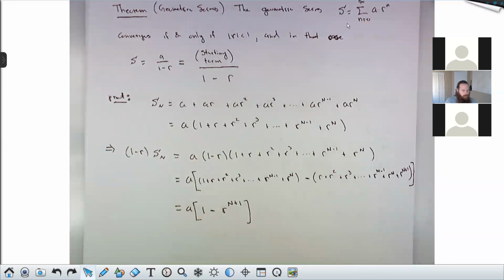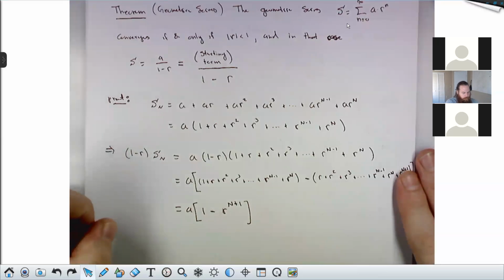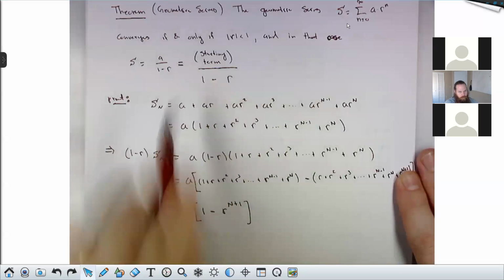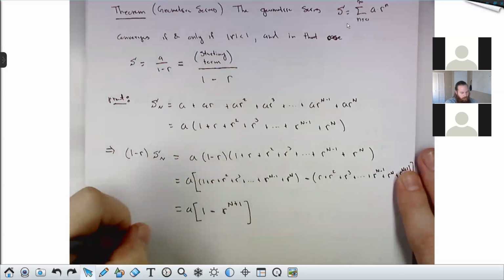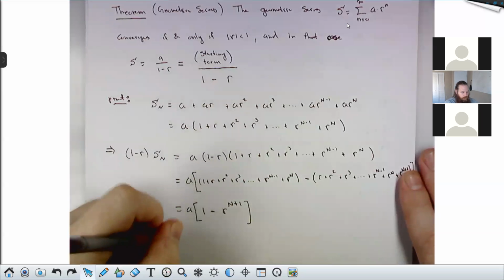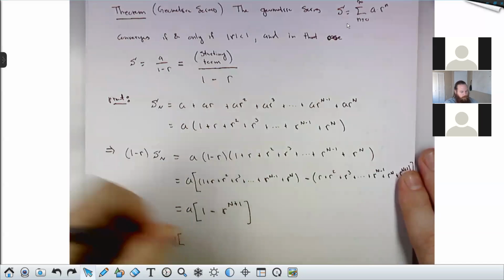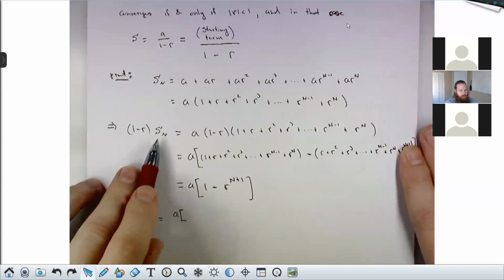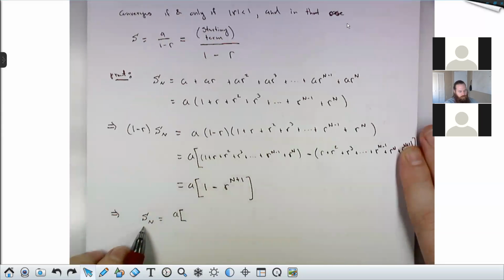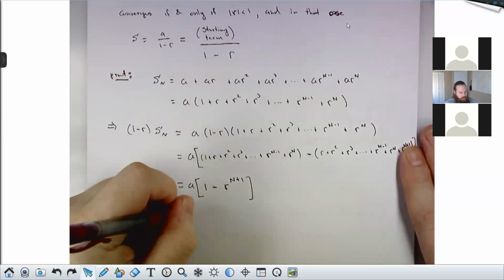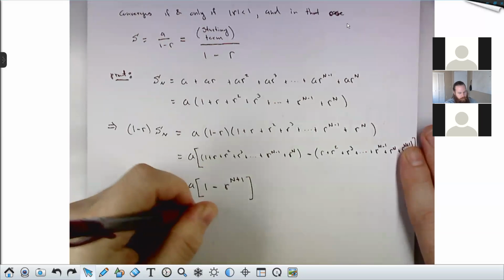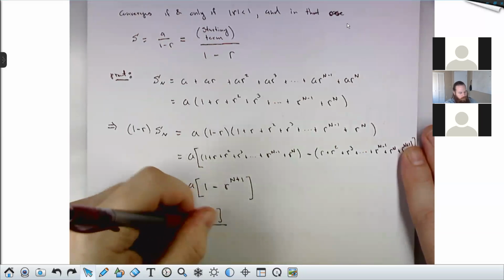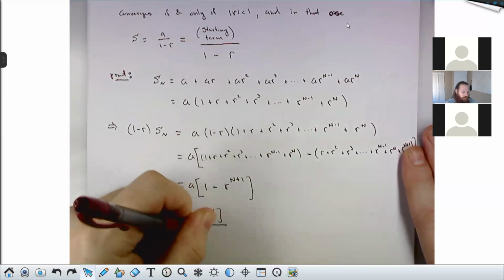If you're having a hard time following the algebra here, don't panic. You're not responsible for the proof of the theorem, you're just responsible for using it. But understanding the proof of the theorem is a great way to understand what you're doing. So if I now divide back over by this 1 minus r, on the left-hand side, I'll have just Sn. On the right-hand side, I have a times 1 minus r to the n plus 1 divided by 1 minus r.